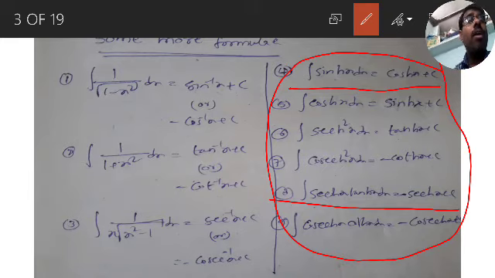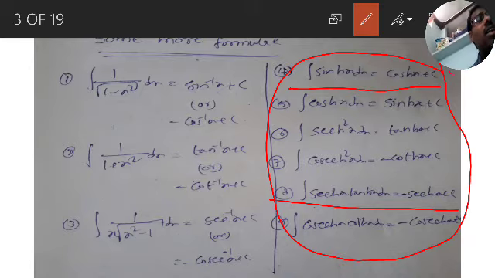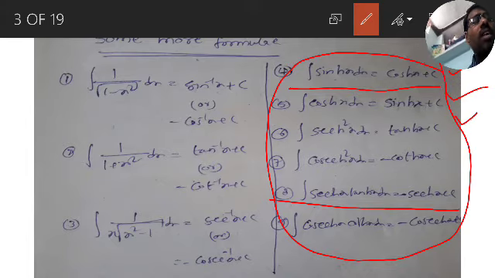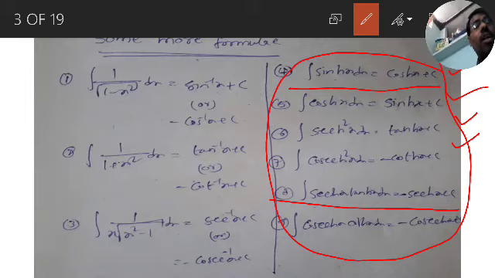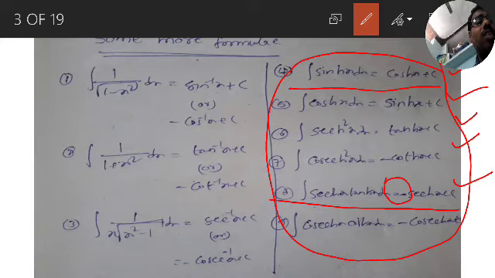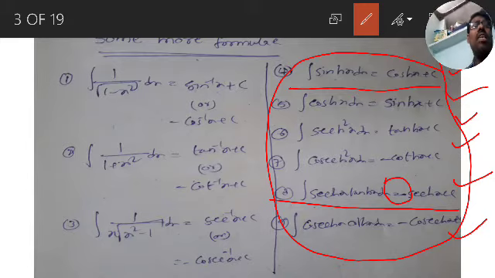Are you getting? Integration of sinh x is cosh x plus c. There, integration of sin x is minus cos x. Here the minus is missing. That's it. Integration of cosh x is sinh x plus c. Integration of sech square x is tanh x plus c. Integration of cosech square x is minus coth x plus c. Integration of sech x tanh x is minus sech x plus c. This is a change. Integration of cosech x coth x is minus cosech x plus c. All the 6 are very much the same.